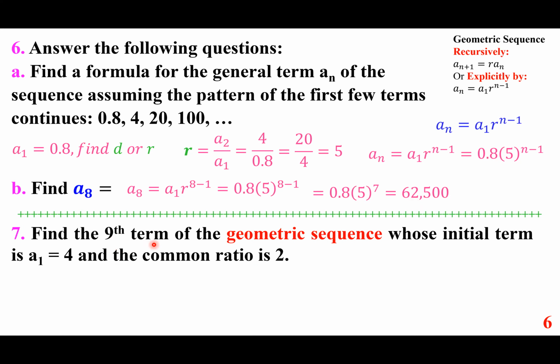Find the 9th term of the geometric sequence whose initial term is a sub 1 equals 4, and the common ratio is 2. So again, the general form a sub n is a sub 1 r to the power of n minus 1, where a sub 1 is 4 and r is 2, and we want the 9th term, n equals 9.